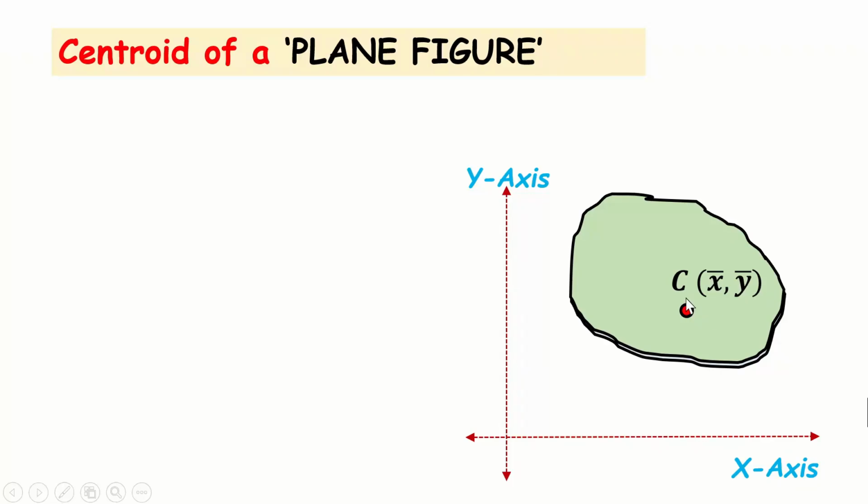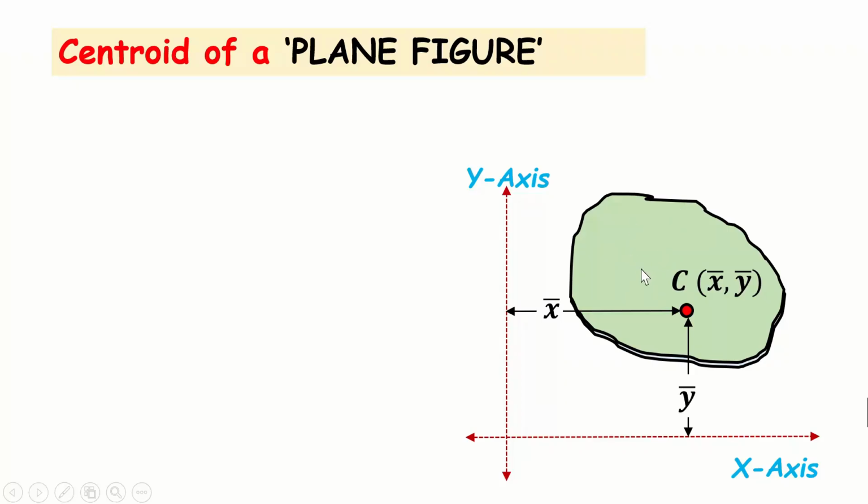We are interested in finding the coordinates of this particular point C, called the centroid of the plane figure. Its coordinate with respect to the y-axis is given by x bar, and with respect to the x-axis it is given as y bar. So if you can find x bar and y bar for the given plane object, it means you can find the centroid of the given object. Okay. Now what is the procedure to find the centroid?